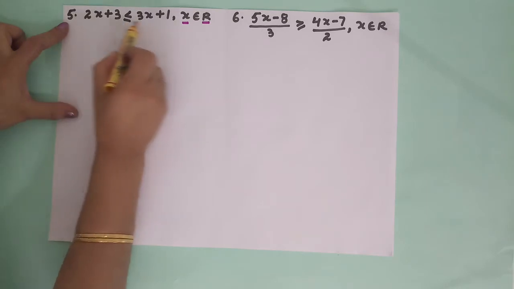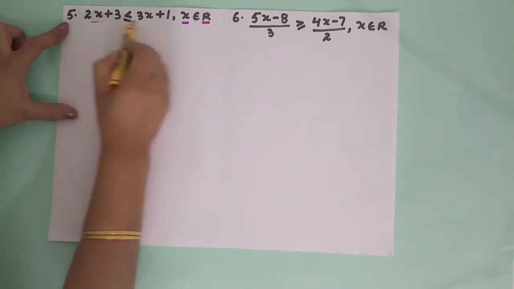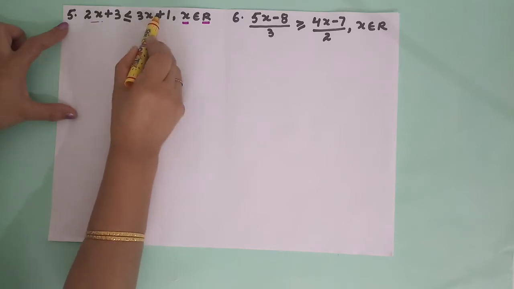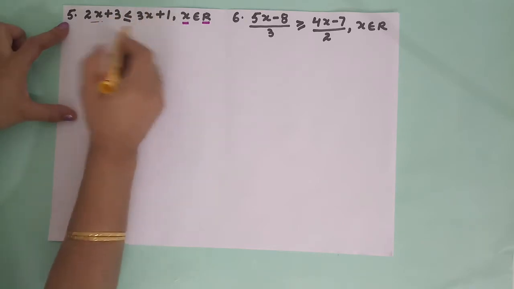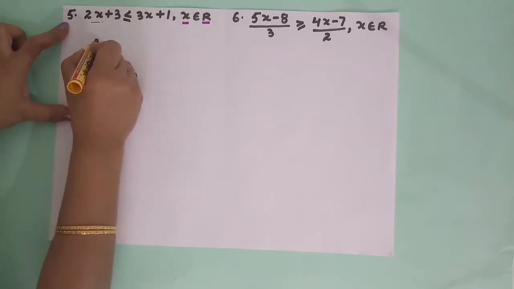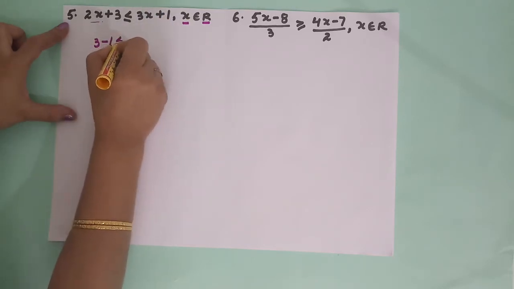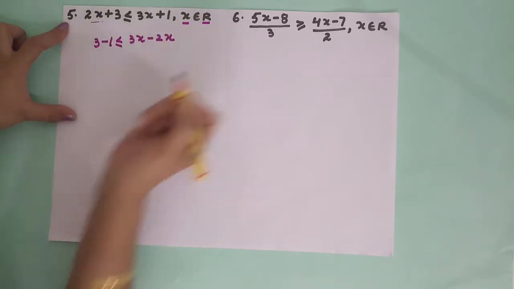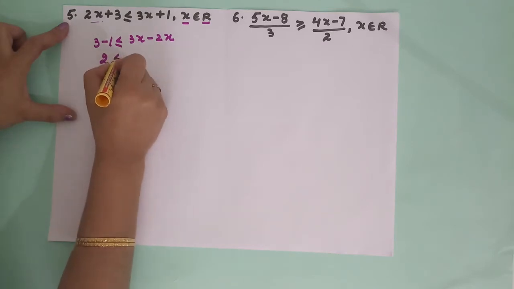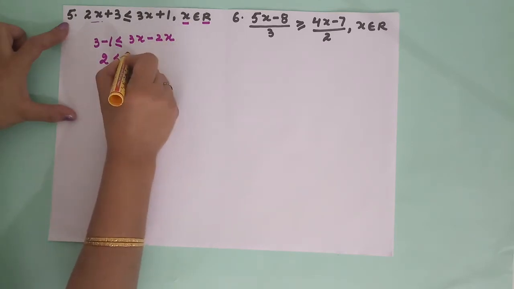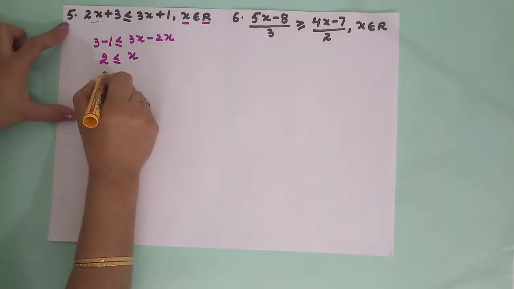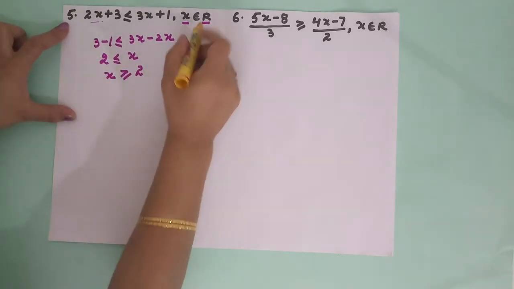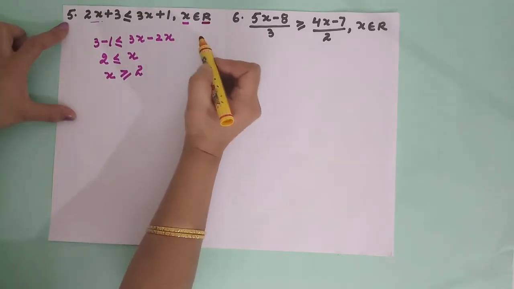Let's first solve this. Since we have x on both the sides, what do we do? We will shift the smaller one towards the bigger one and shift this one to this side. We will get 3 minus 1 is less or equal to 3x minus 2x. So 2 is less or equal to 3x minus 2x, which is x. What does that mean? That means x is greater or equal to 2. And at the same time, x is a real number.